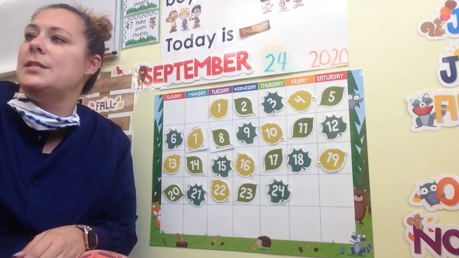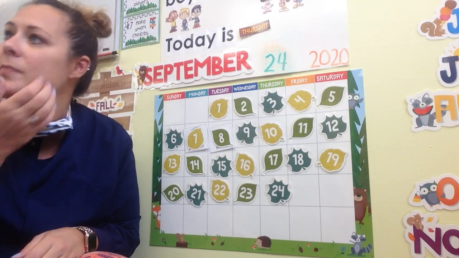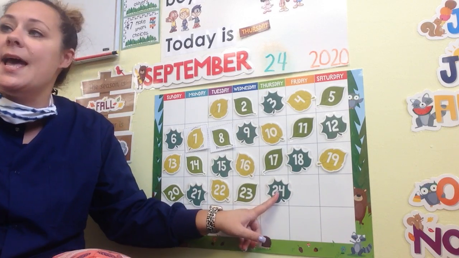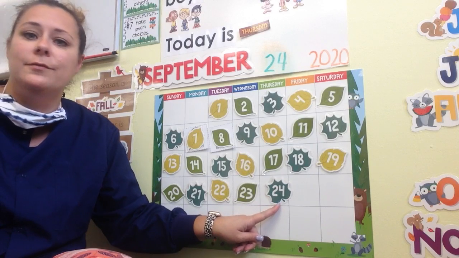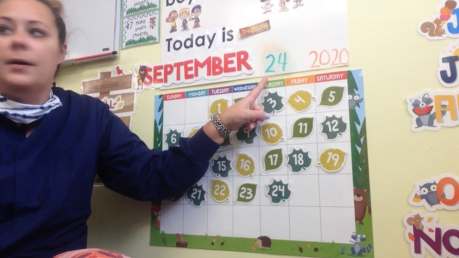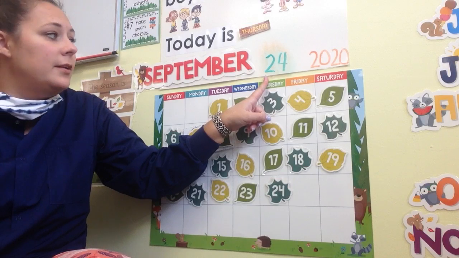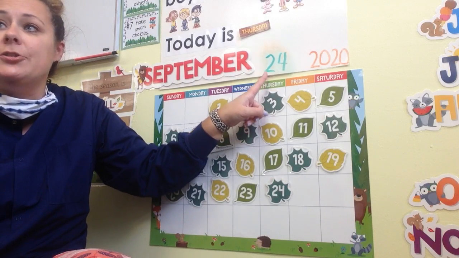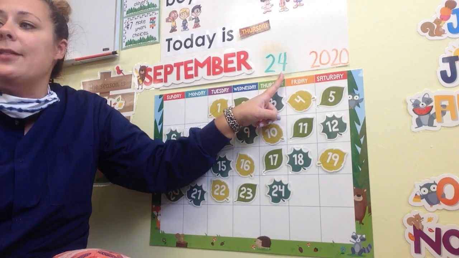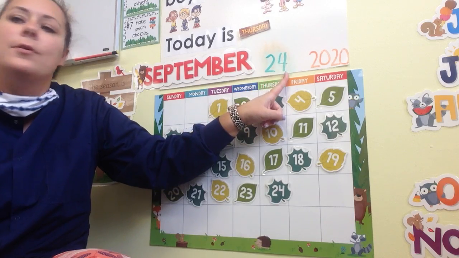21, 22, 23, 24. Today is the 24th. Oh, here comes another friend. Today is the 24th day. So we have the number 24 right here. And we wrote it up. Do you know what the number 24 looks like? It's a 2 and a 4 together makes the number 24.